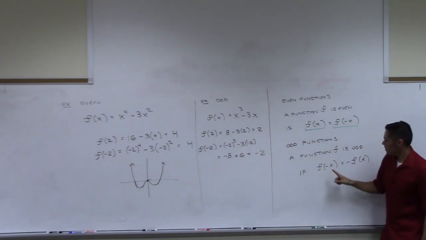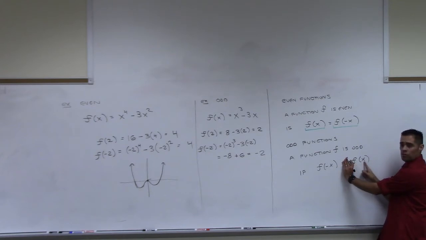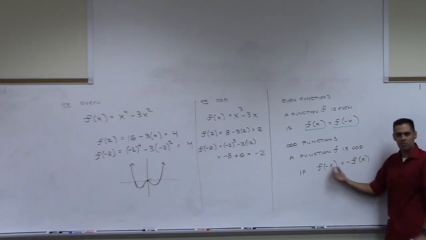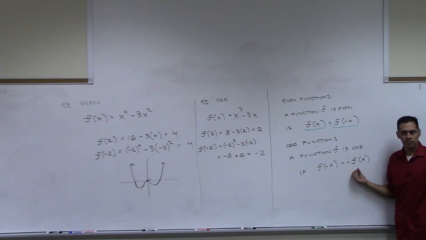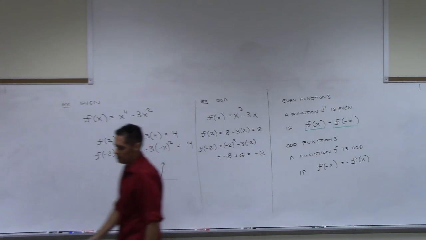So if I plug in 2, I don't get the same thing that I get when I plug in negative 2. I get the opposite of it. The negative makes it the opposite. So that's what odd means. Okay, that's just a refresher on what even and odd means.